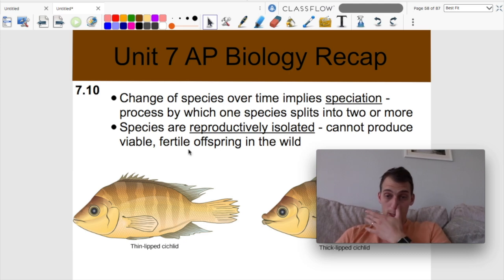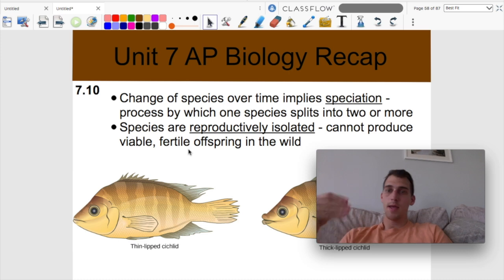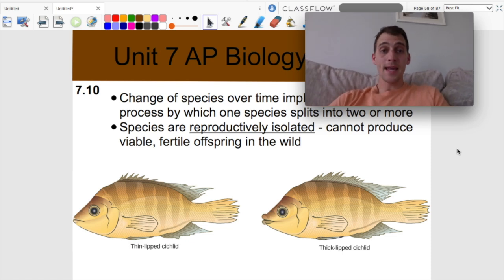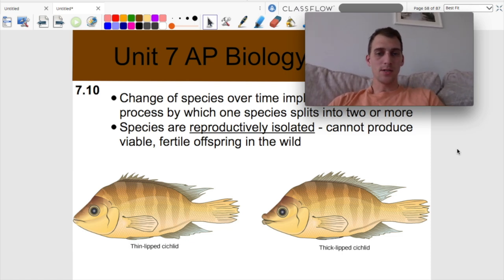And how do you get new species from an old species? Well, two groups become what are called reproductively isolated, meaning they cannot produce viable offspring, which means the offspring can't grow, and fertile offspring. In order for two individuals to be members of the same species, they need to be able to produce babies, and those babies need to be able to have babies as well. Two organisms are not members of the same species if they cannot do that. That's what we call the biological species concept.